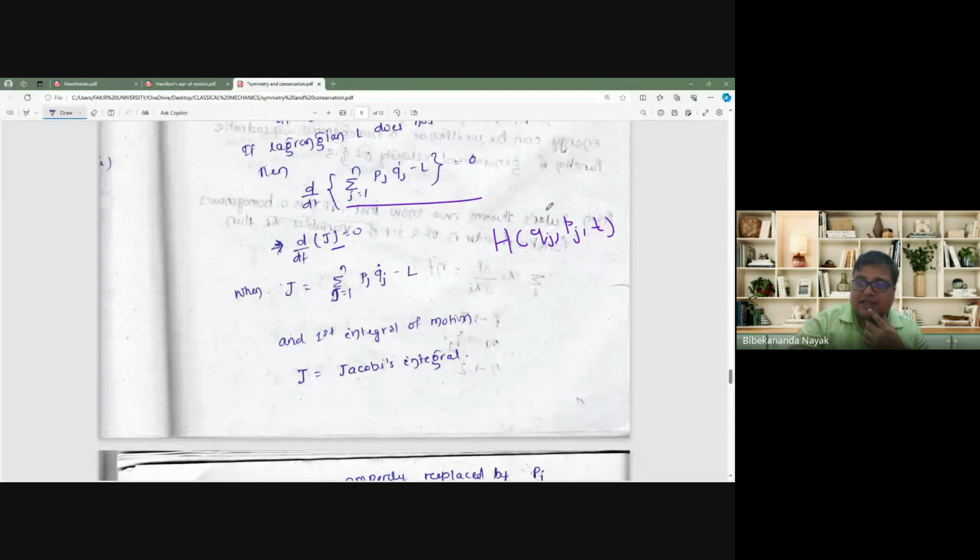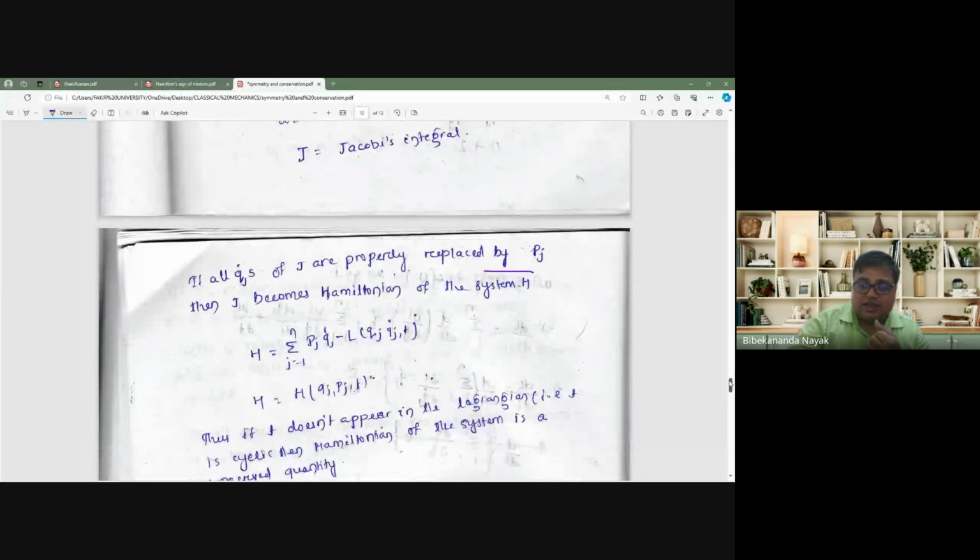Whereas the Lagrangian is a function of Qj, Qj dot, T. So there is no Qj dot in the Hamiltonian. Similarly, there is no Pj in the Lagrangian. When you write a Lagrangian, it should be a function of Qj, Qj dot, T. When you write a Hamiltonian, it must be a function of Qj, Pj, T. If all Qj dot are replaced by Pj, then we call it a Hamiltonian H.